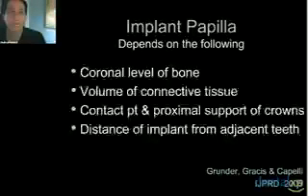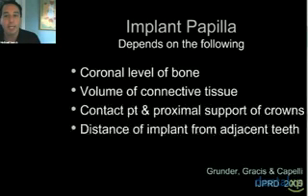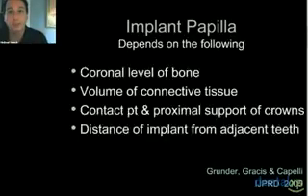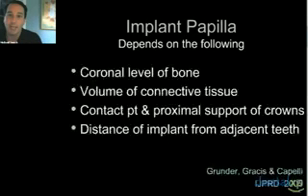We have to have adequate connective tissue. Also, the contact point and the proximal bone support of the adjacent crowns is very important. As described by Tarnow and Wallace and Cho and others at NYU, the distance from the implant, the bone around the implant, from the adjacent teeth is also important. As that implant gets too close to the adjacent teeth, oftentimes we lose bone. Bottom line is, you need bone to support the papilla if you're going to have an aesthetic result.